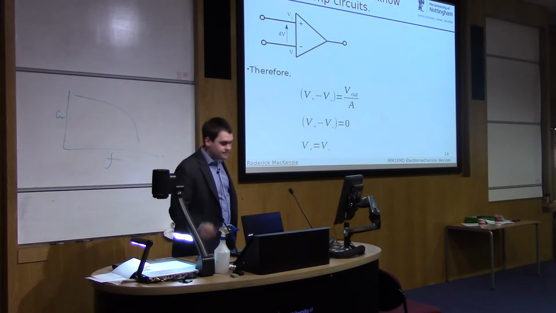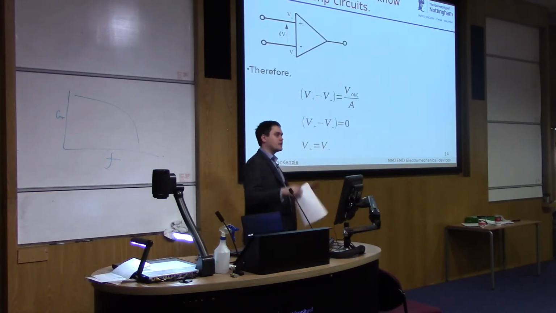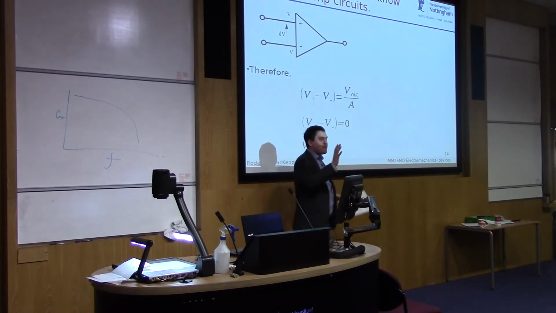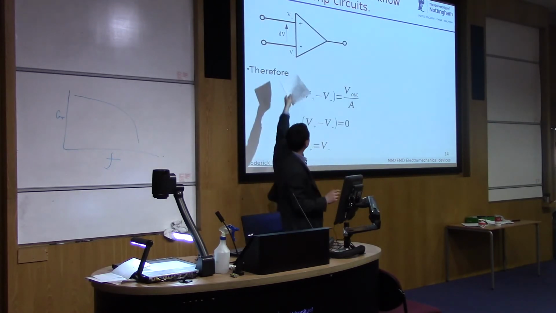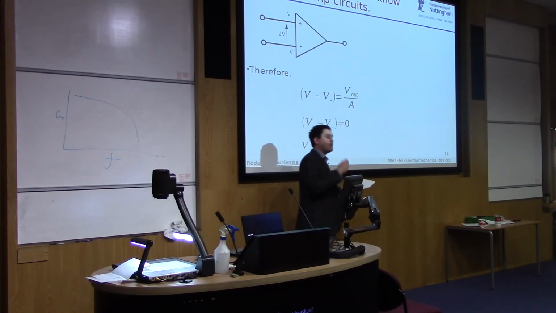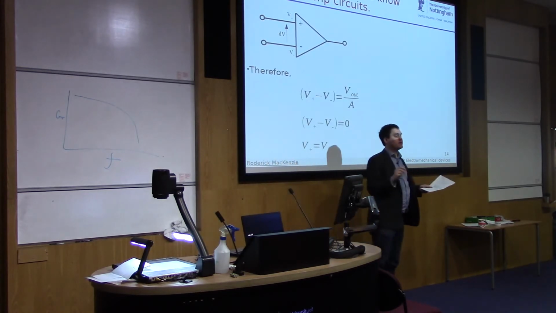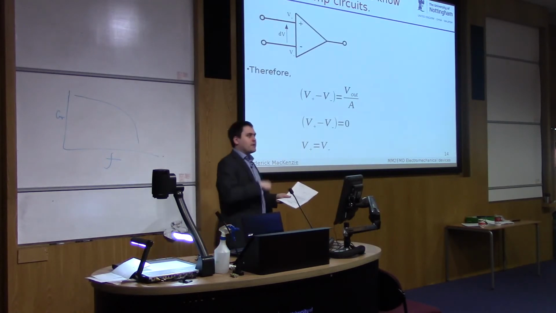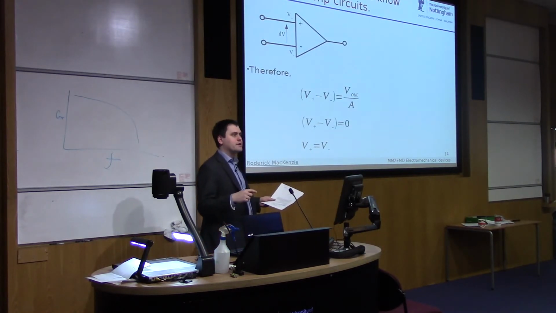So when we're analysing these circuits, we can always make the approximation that V minus is about the same voltage, good enough, as V plus, for an op-amp with a big gain. That's a very useful trick when you come to analyse circuits. We're going to use this in a minute. Any questions on that? Any burning questions? No? Okay, let's use this.